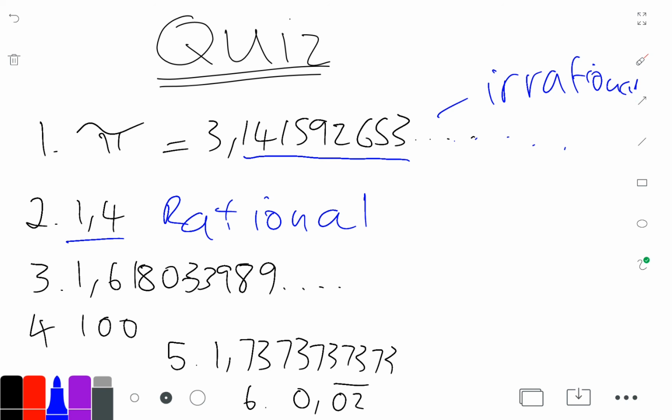What about the third number? The third number is also irrational because the decimal does not terminate, it does not end because of this dot, so it goes on forever, and it has no repeated patterns. As you can see, 6, 1, 8, 0, 3, 3, 9, 8. So therefore this one is irrational. What about 100? 100 is a rational number because all integers are rational.